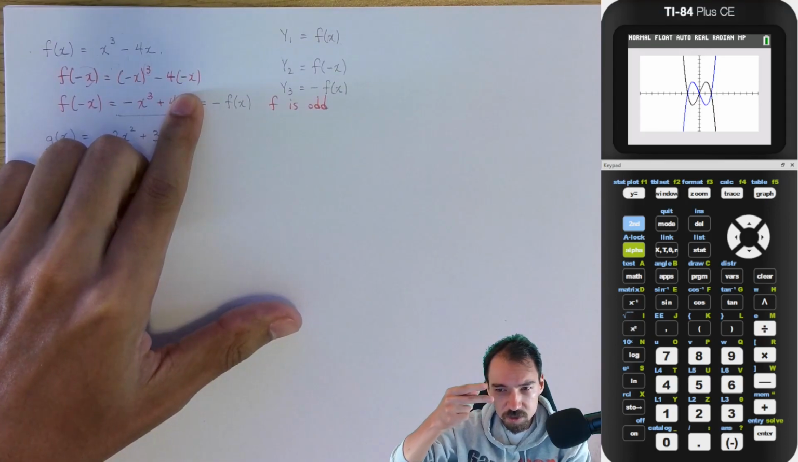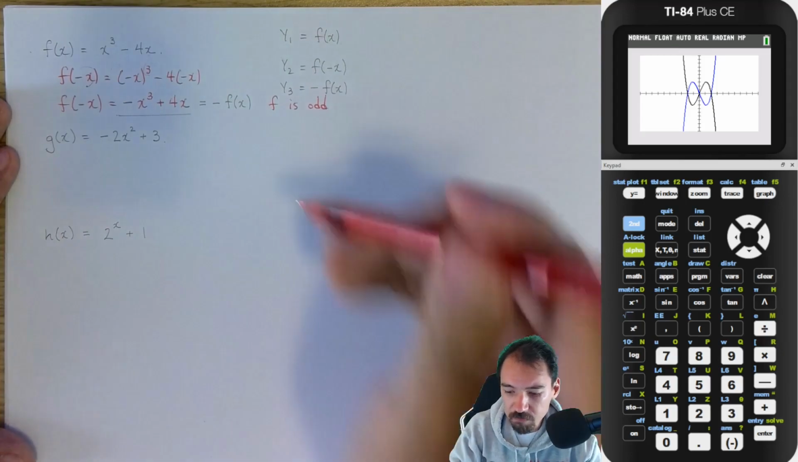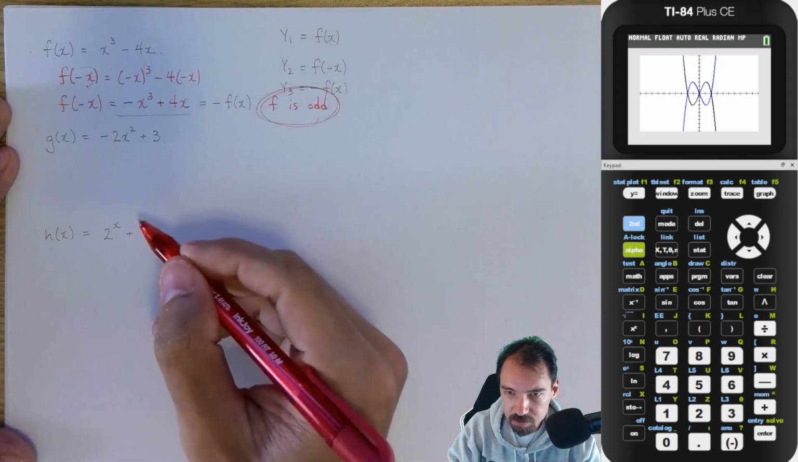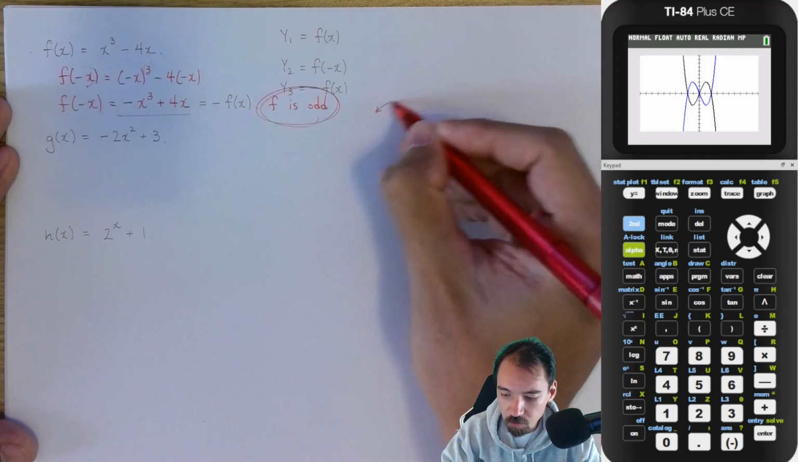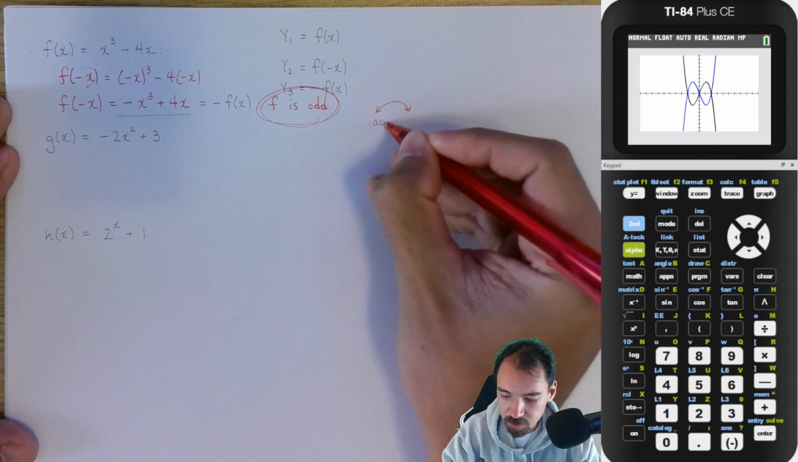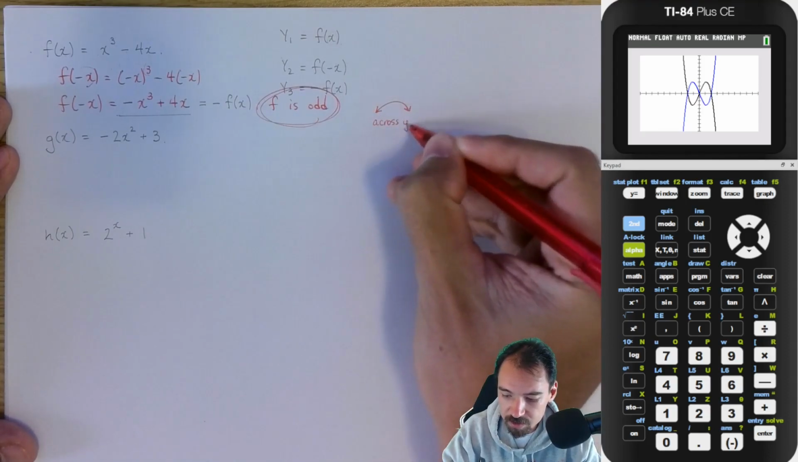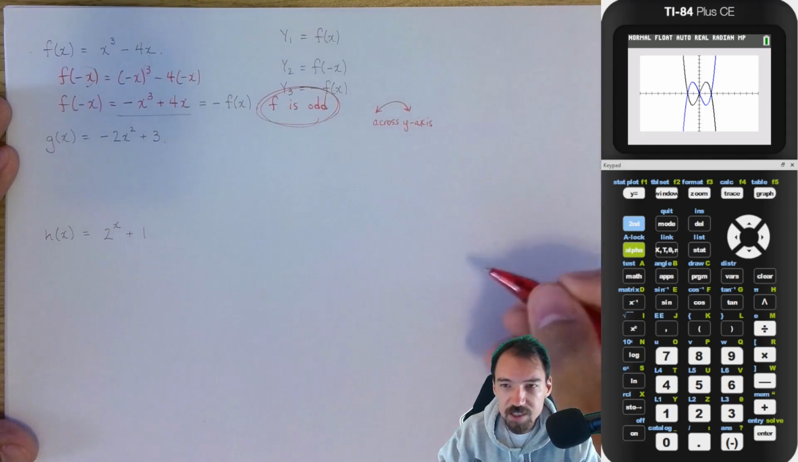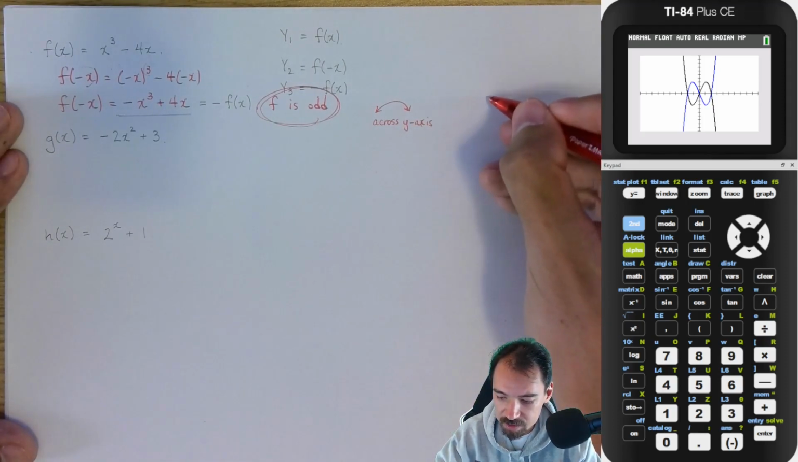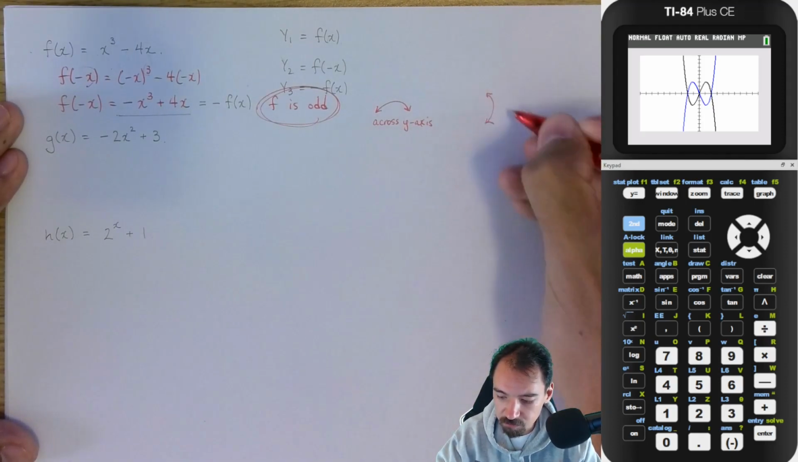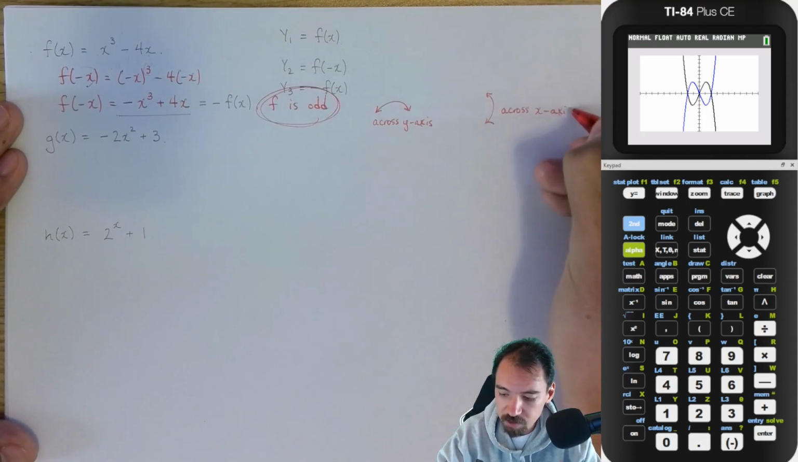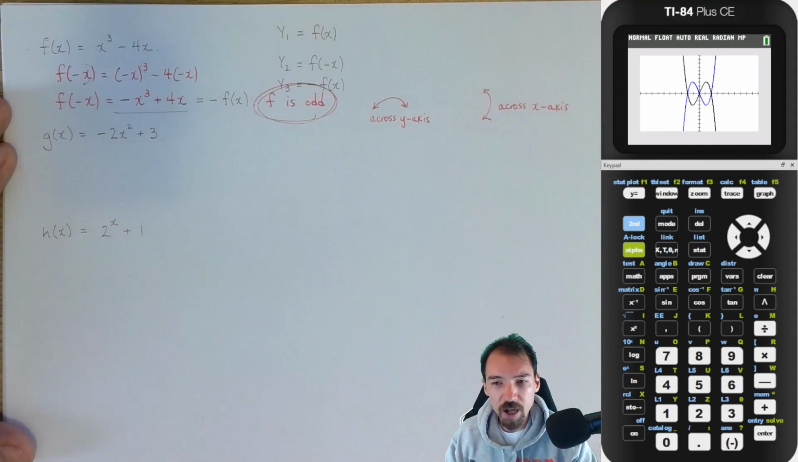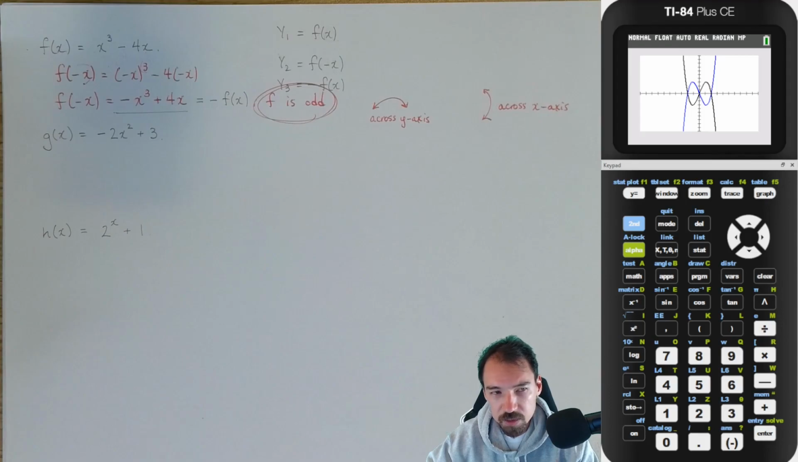So the conclusion here is when f is an odd function, a horizontal flip across the y-axis is the same thing as a vertical flip across the x-axis. So that's graphically what's going on. Now let's continue this same analysis with g of x.